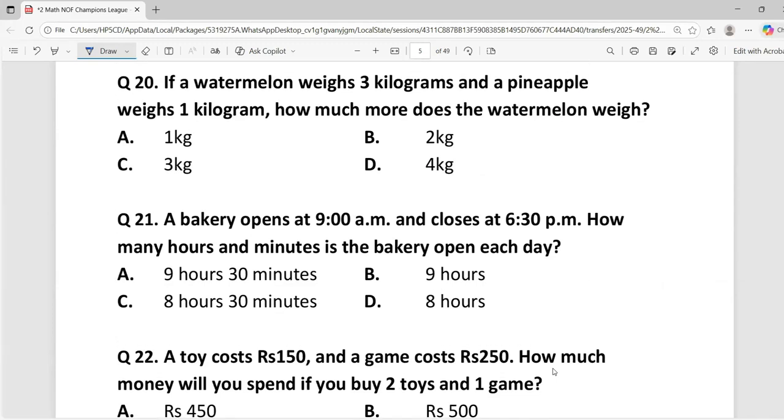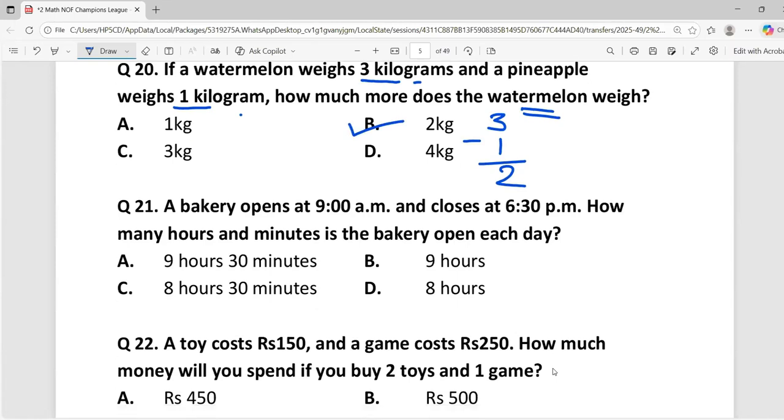Next, if a watermelon weighs 3 kg and a pineapple weighs 1 kilogram, how much more does the watermelon weigh? Now, both of the units are kilograms, so we don't have to convert. So 3 minus 1 is 2. So the watermelon weighs 2 kg more, isn't it? So option B is the correct option.